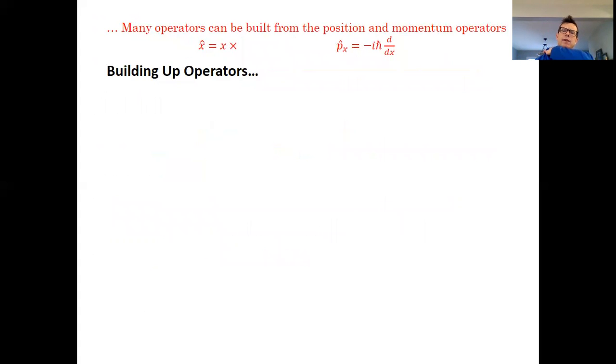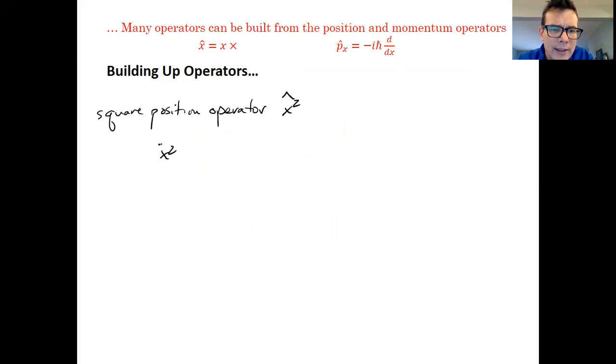The second half of the postulate says that I can build up operators from these two. So how do you build up operators? Well, let me give you a couple examples. Let's say I wanted the square position operator. This would be x squared hat. Say I wanted to measure x squared. This is the operator, x squared hat.